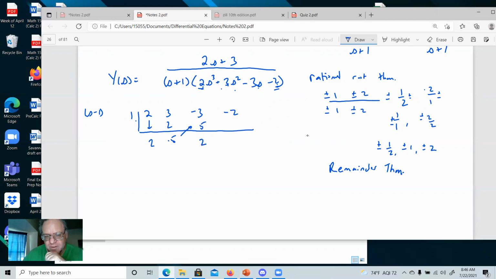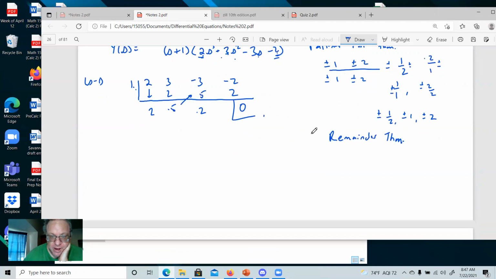-3 plus 5 is 2. 1 times 2 is 2. Add them together and we get 0. Okay. By the way, this is why I would not put a third degree polynomial or third degree differential equation on your exams, because this is kind of nuts.